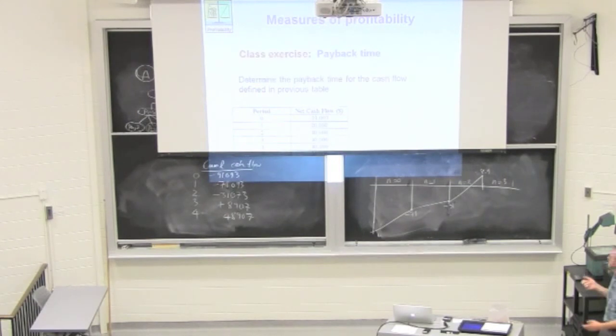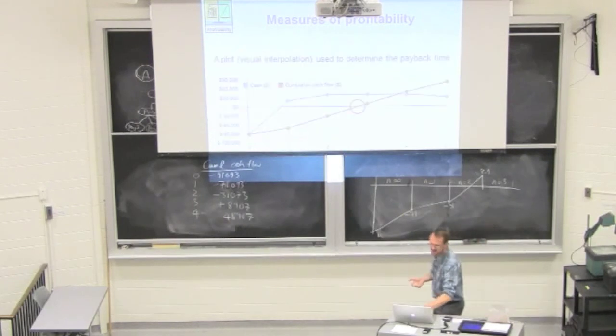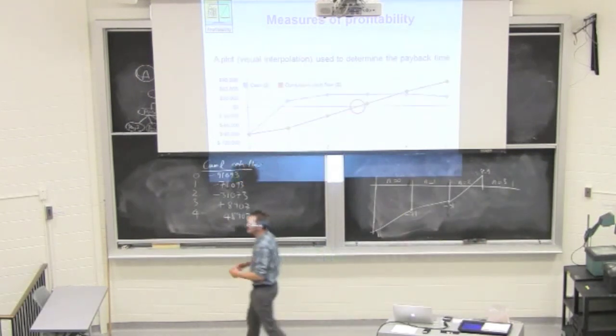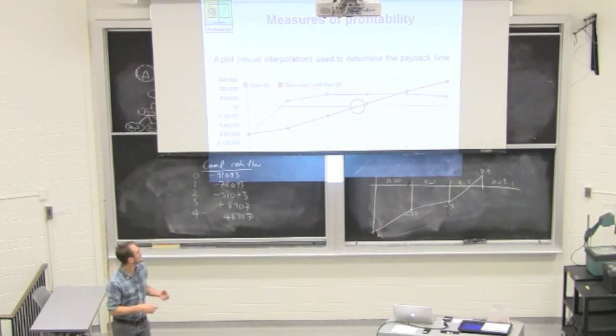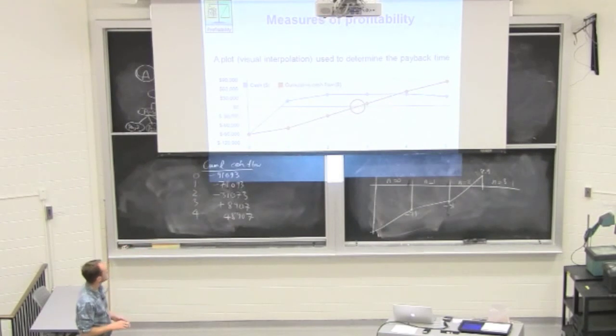Okay, so just follow the definition, the cumulative cash flow crosses zero. You can see that over here and look at the spreadsheet online to generate that plot. There in the red is the cumulative cash flow, in the blue are the actual net cash flows. When the cumulative crosses zero, it's 2.7 years.